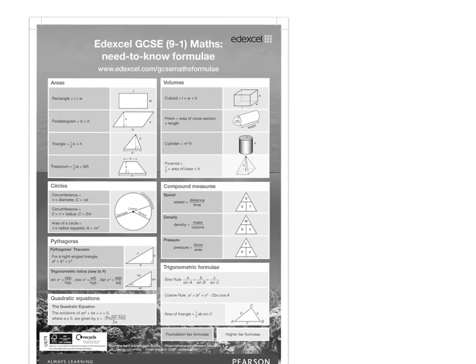For this video I wanted to have a look at the Edexcel GCSE 9 to 1 formulae, and these are the ones that you need to know. Now I think it's a very good sheet to look at, and you can see the foundation ones here are in dark grey, so I'll put foundation by these ones here just so you can see them more clearly.